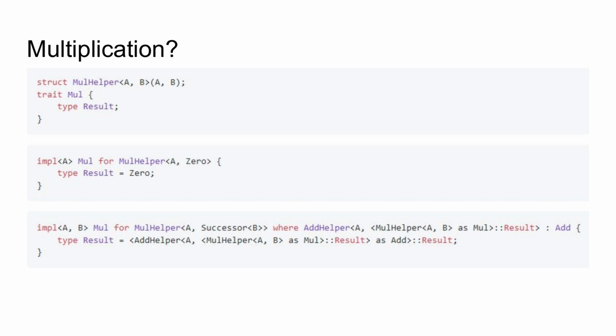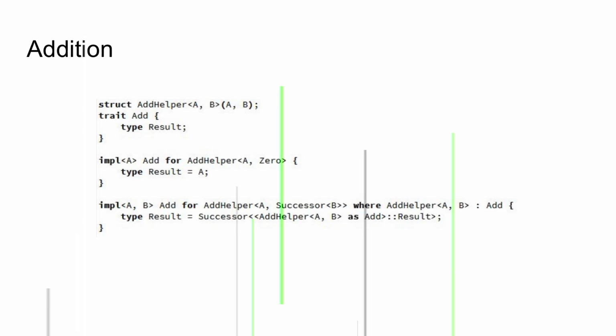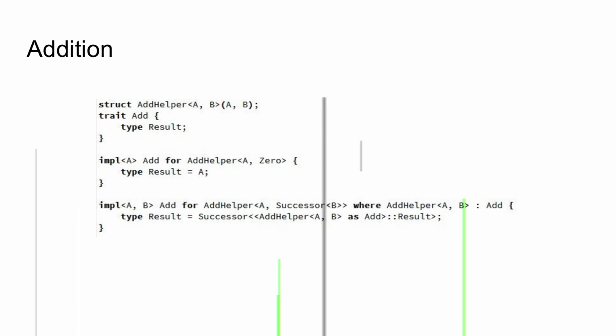And by the way, this is where we need where clauses. I did not clarify this before. In addition, in the inductive case, you may see that where clause at the end. What we're doing here is asserting that add helper of A and B already has a matching implementation of add.